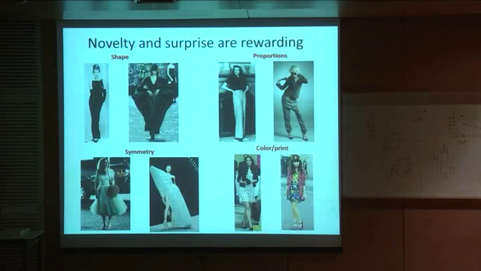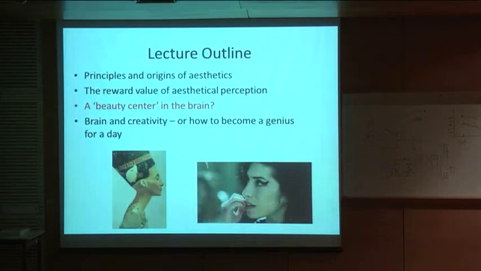And then finally, another thing that might be linked to reward is that novelty and surprise are probably rewarding as well. This is seen in art and particularly in fashion: deviation from standard shape into more extravagant forms, breaking the symmetry, changing the proportions, and going from classical to really colorful designs. We find it beautiful because it's novel and surprising, which might be linked with reward. So maybe beauty is associated with reward. So let's take a break, and then we continue discussing whether a beauty center exists in the brain.